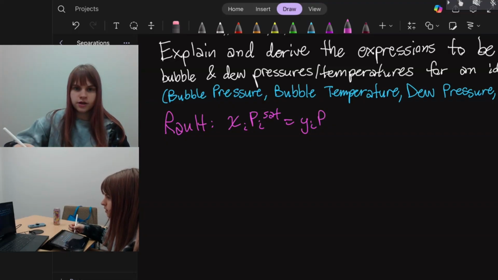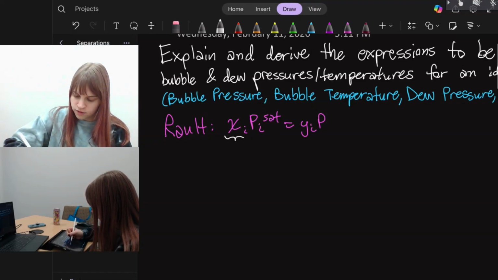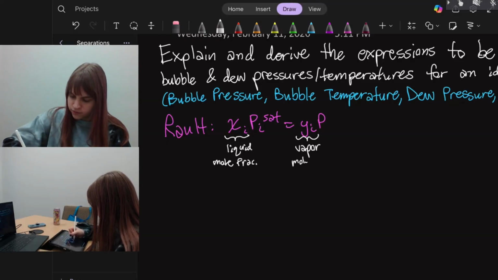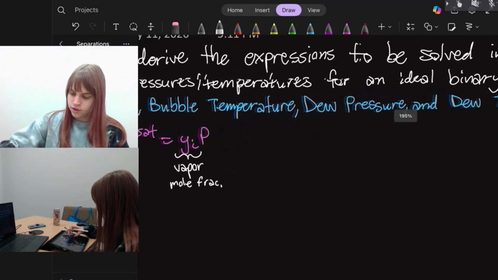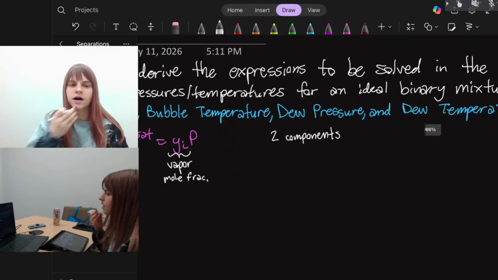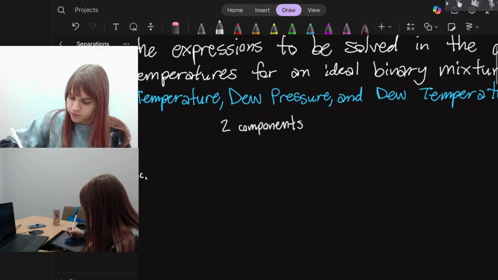so right here we have this is the liquid mole fraction, and then we have the vapor mole fraction. We have two components. In this example, I believe it is toluene and benzene.